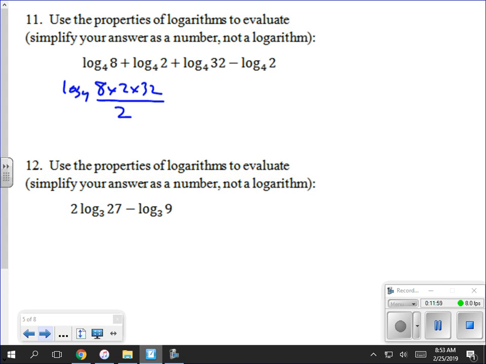Right? Because anything that's added, I multiply. Anything that's subtracted, I divide. Well, if you look at this, the 2's cancel. Okay, your 2's cancel. So you get 8 times 32. So I get log base 4 of 256.